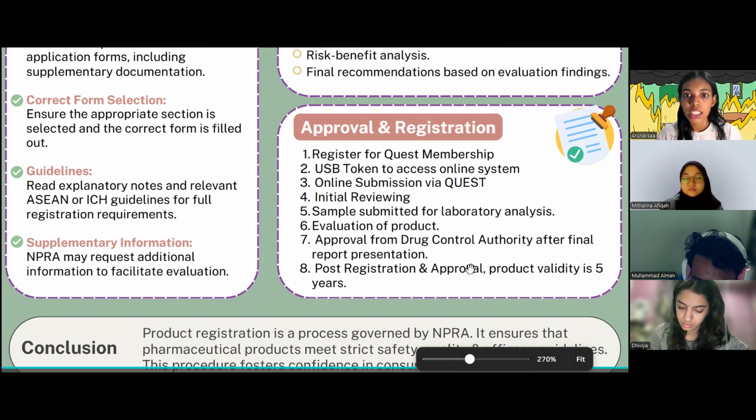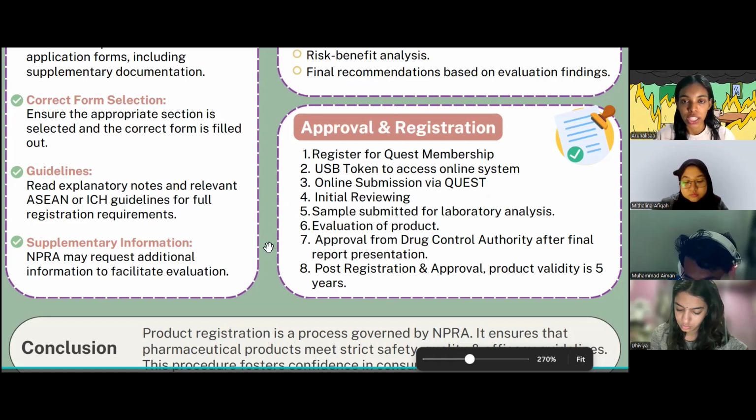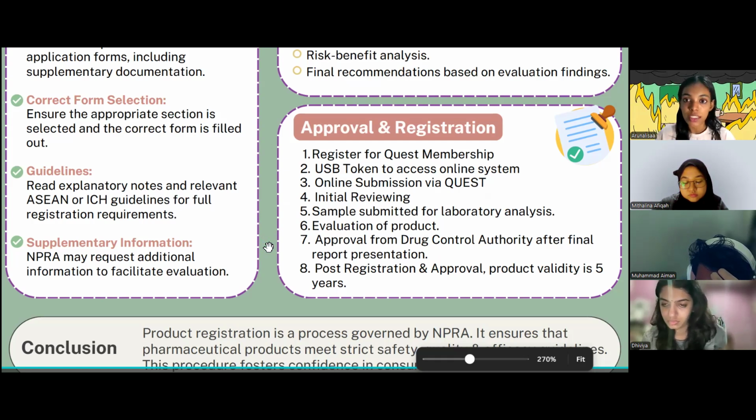So number 7 will be approval from Drug Control Authority, or also known as DCA, after the final report presentation. So after the evaluation, the applicant is required to make a report, where in the report they will include all the details about the products and also the evaluation. So these will be evaluated by DCA and they have the authority to approve or reject. And if everything is complete and everything is right by the requirements, they will approve.